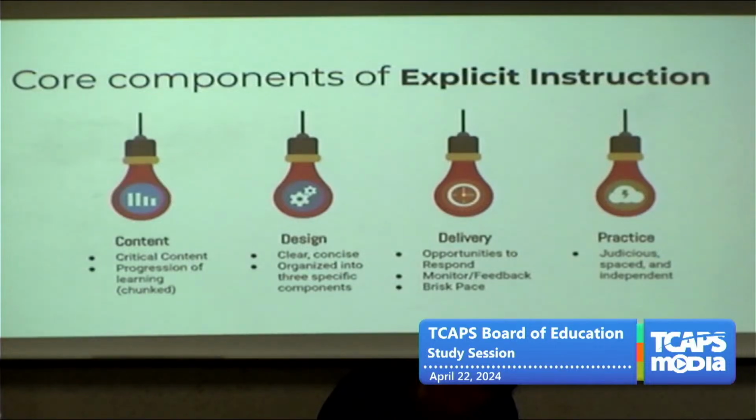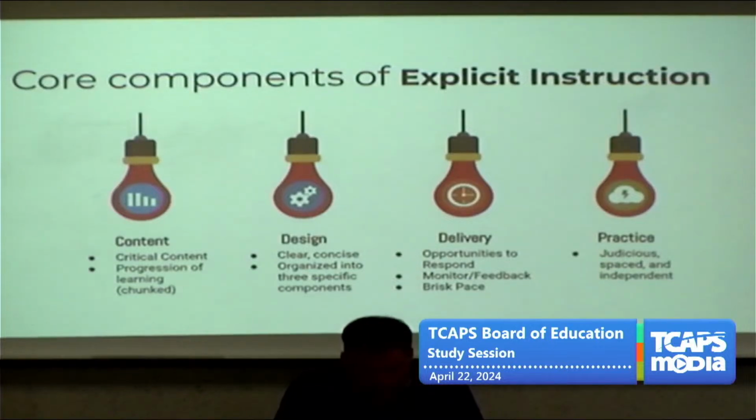Again, so we want to develop some continuity across the district for all of our teachers and all of our learners. And Kirsten got a bit into the delivery, but really a huge thing that we focus on is opportunities to respond. So that is that 3 to 5 times per minute that we're inviting students to not just participate, but to actively engage in the learning.